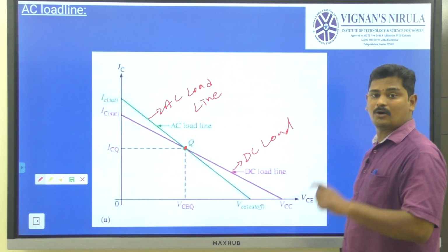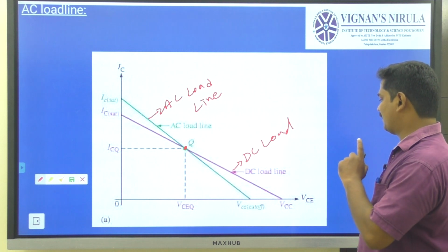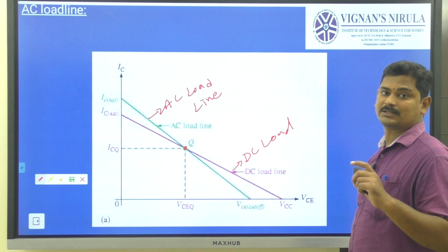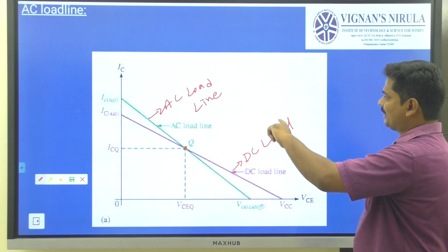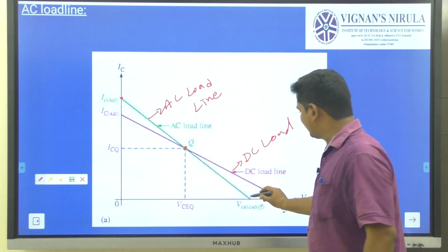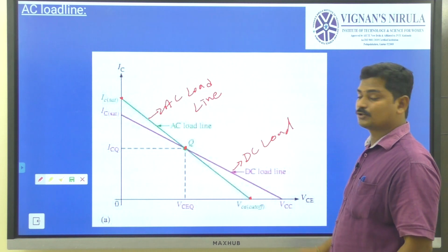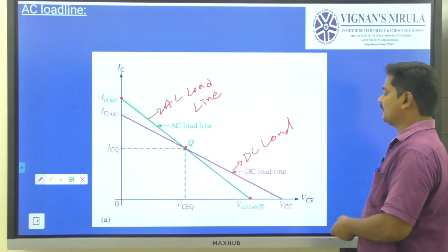So the entire AC load line or DC load line completely depends upon the values of VCE and IC only. Whenever your transistor is in saturation mode or in cutoff mode, we are taking between these two points, which is called cutoff. Here it is the cutoff mode. Then we will take it as an AC load line. Whenever it is in the active region, we will take it as a DC load line.